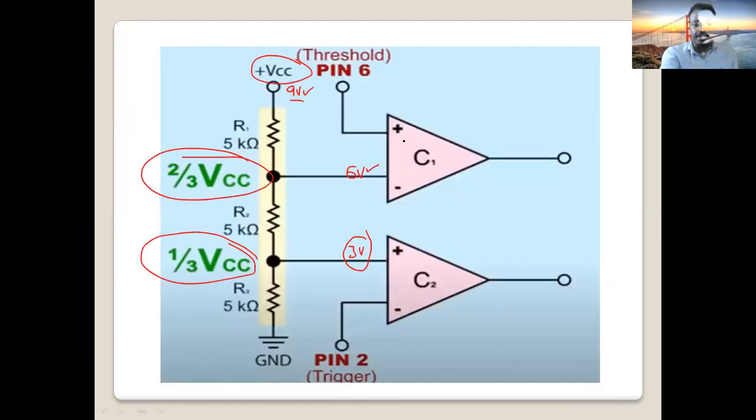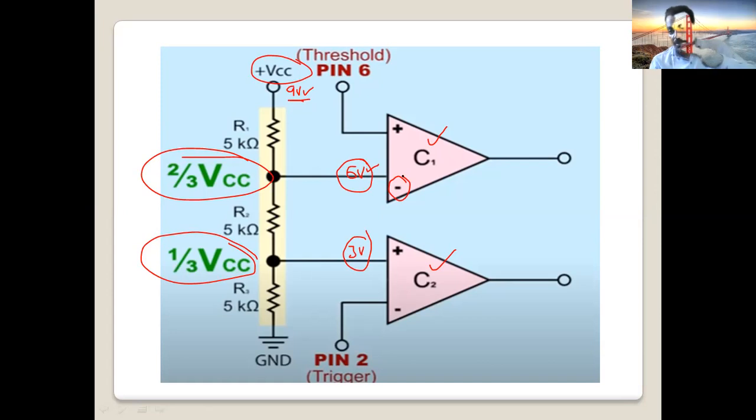So when you come here, we have again two comparators, C1 and C2. C1 has two inputs, right? The negative terminal is connected to the voltage divider. How much voltage comes? 2/3 of VCC. How much is VCC? 9 volts. So 9 times 2/3, we get how much? 6 volts to the negative terminal. Let's fix it: depending on the battery, for comparator C1, the negative terminal is always connected to 2/3 of VCC.